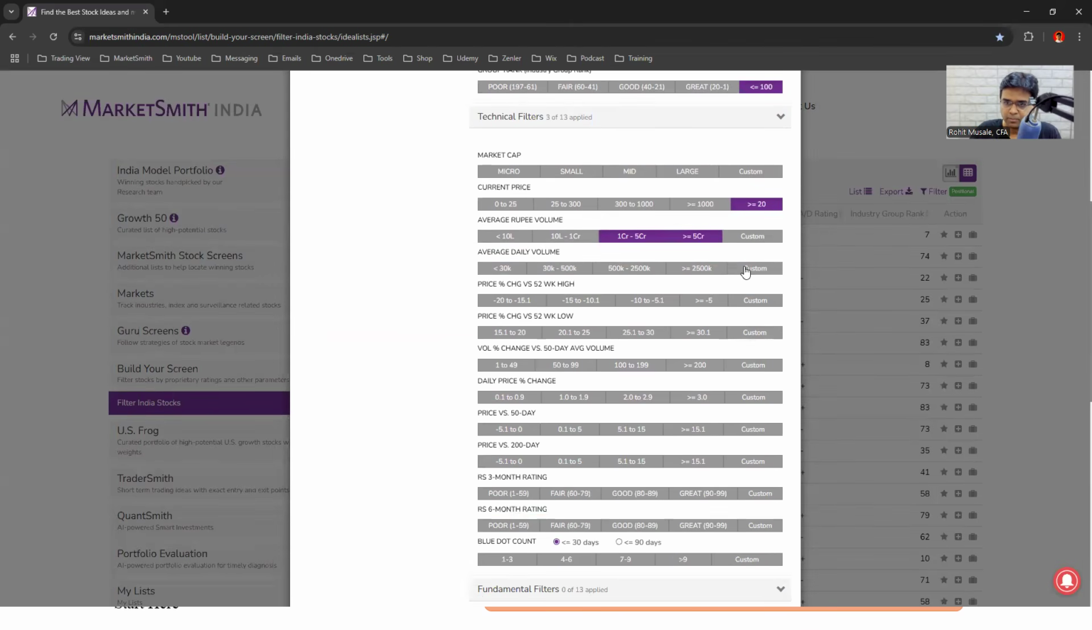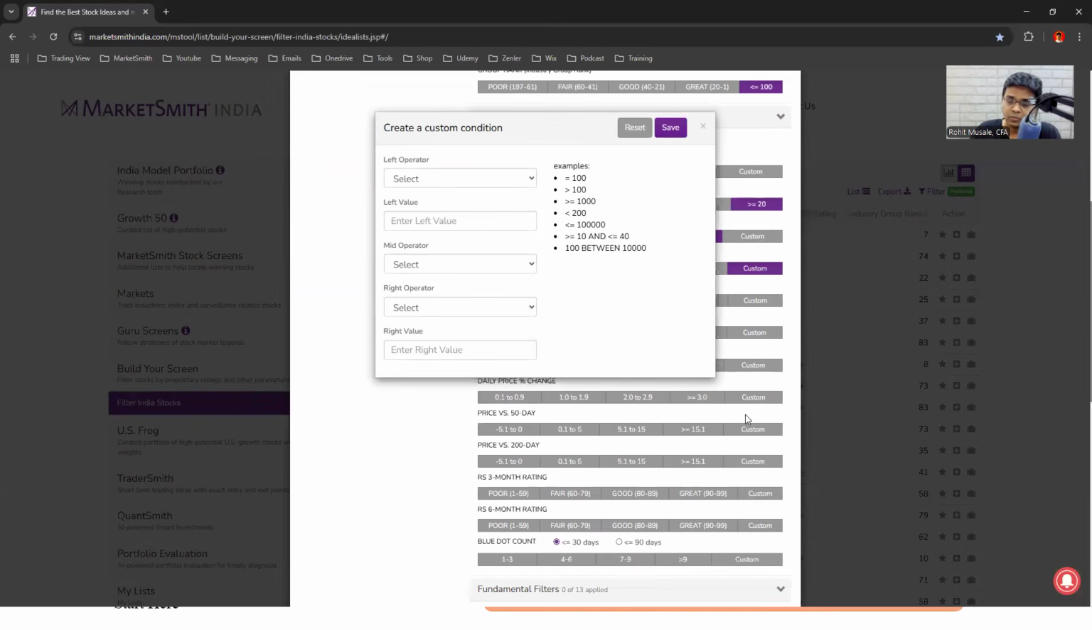Average daily volume I am putting less than 200,000, correct? Because in the previous filter we had 200,000 or more. Here we will put the remaining. So we should get 54 stocks. So less than 200,000.